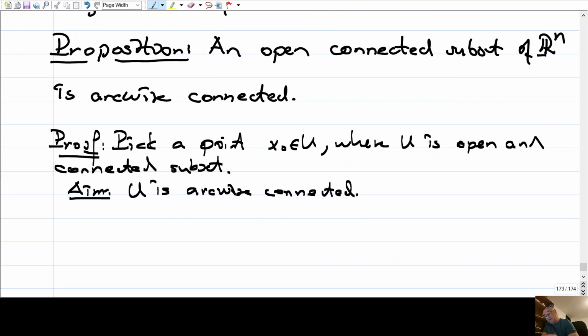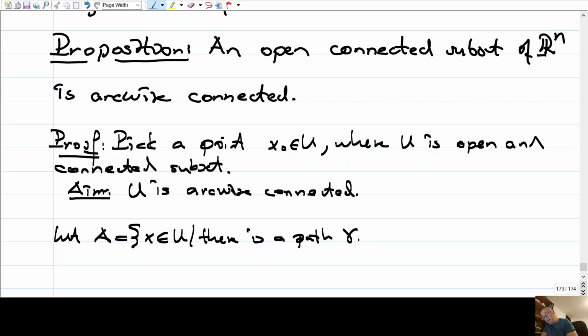What we will do is the following. Let A be the following subset. It is the set of points in U such that there is a path gamma joining x0 to x.